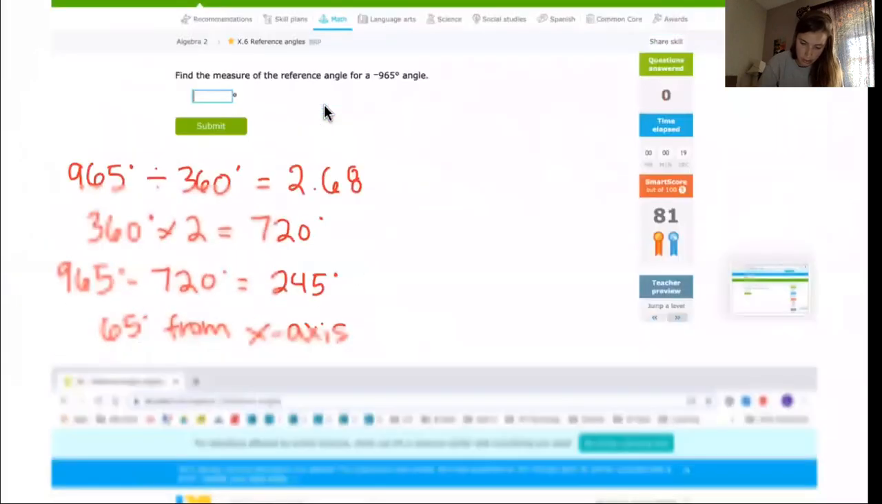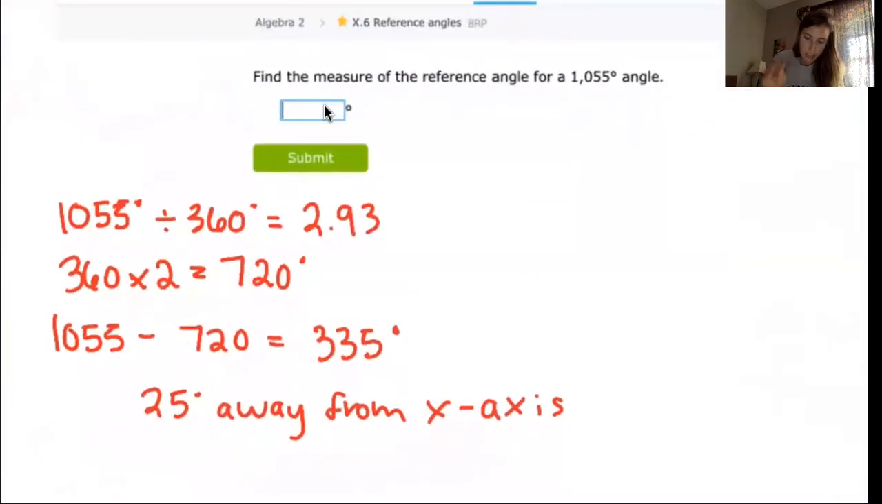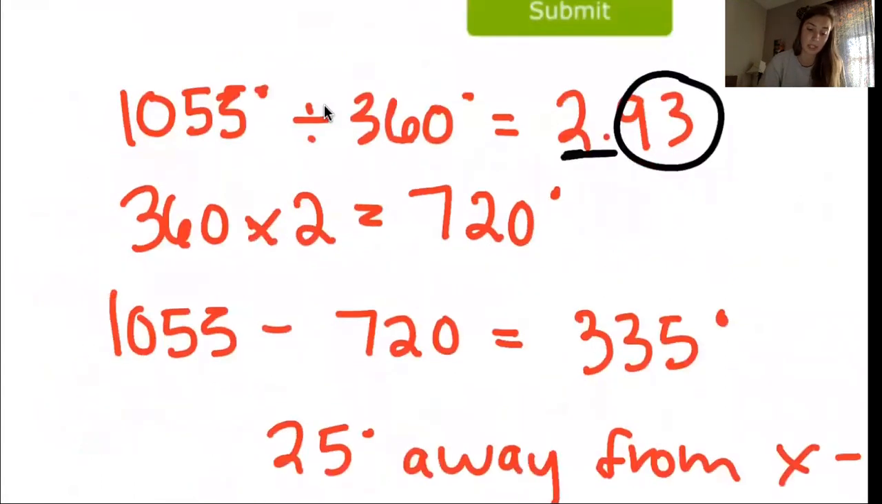Okay, this one is harder. So this is a 1055 degree angle. Basically, I just want to know how many full rotations that is. So I divided 1055 degrees divided by 360 and I got 2.93. So that means that it goes around the unit circle 2 whole times and then some extra there. But for now, I'm just going to focus on the 2 whole times. So I do 360 times 2, and that gives me 720. So I already knew that. Going twice around the unit circle is 720 degrees.